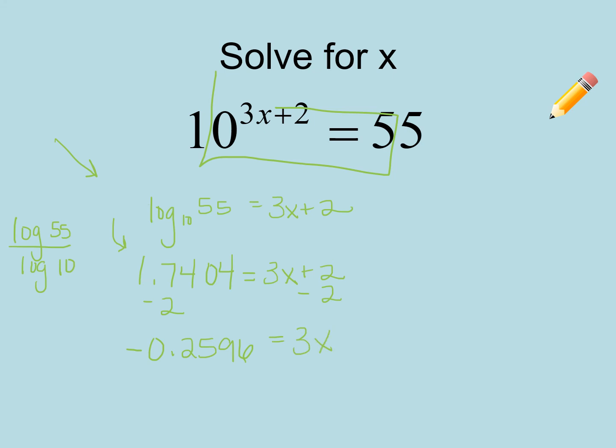Again, x isn't alone yet, so I'm going to take both sides and divide by 3. So in my calculator, I can just hit divided by 3. And it looks like the answer that I get back for x is negative 0.0865.